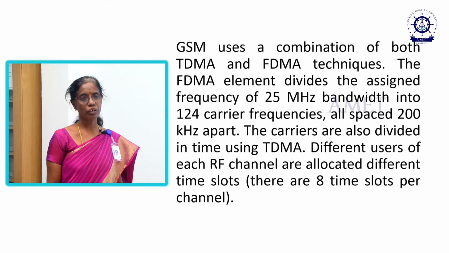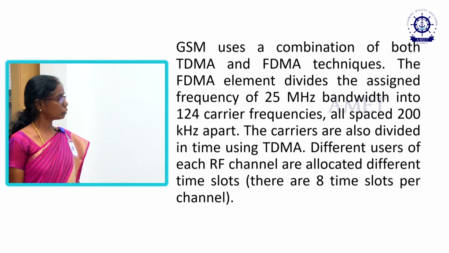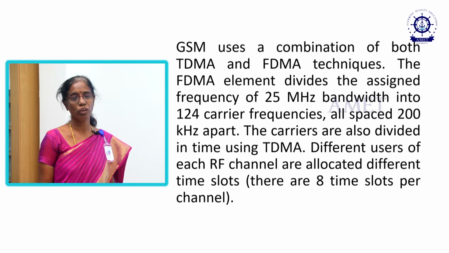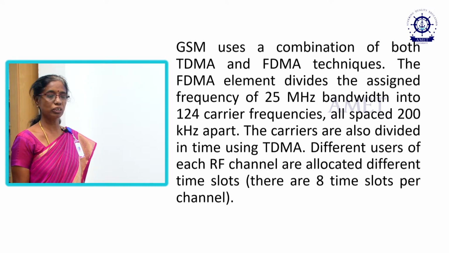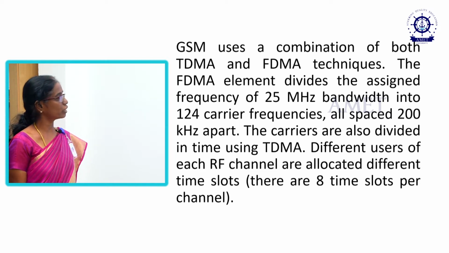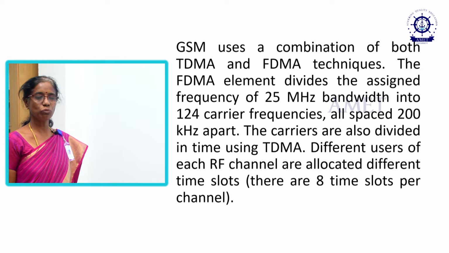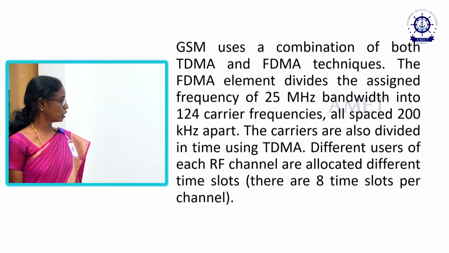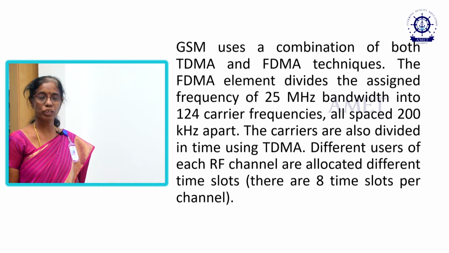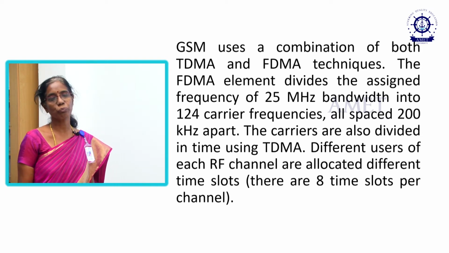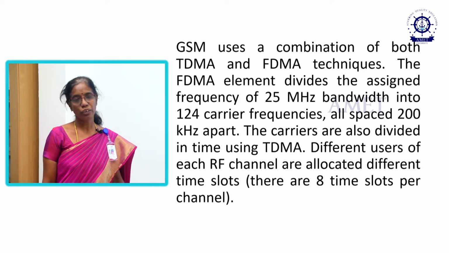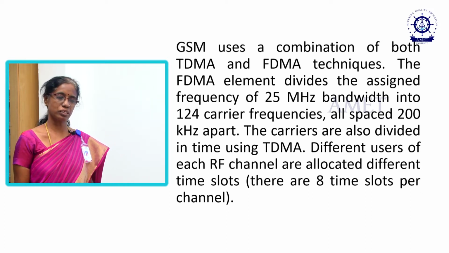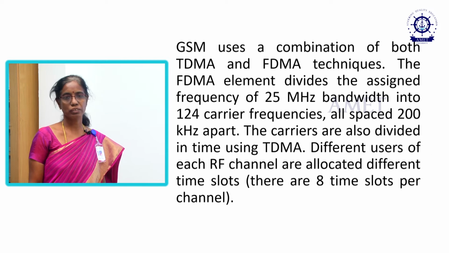For example, in frequency division multiple access, the bandwidth allotted in GSM is 25 megahertz. This 25 megahertz bandwidth is segregated into 124 carrier frequencies. Each is separated by 200 kilohertz, and in between we have a guard band also. In the same way, different time slots are also given. That is why it uses both time division and frequency division multiple access techniques.